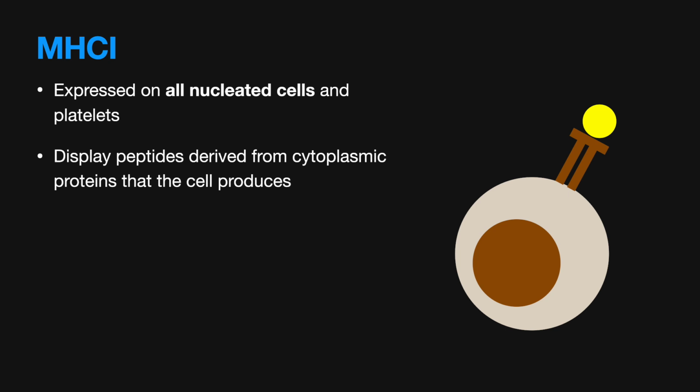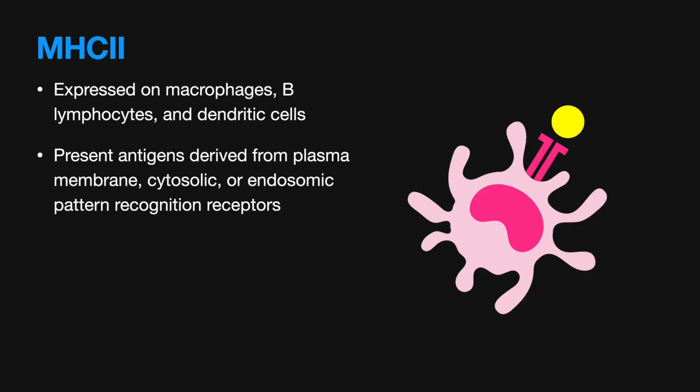So basically, they're showing the immune system, hey, I just made this thing, and the immune system evaluates it to see if it's abnormal. MHC2 is expressed on macrophages, B lymphocytes, and dendritic cells. This MHC presents antigens that the pattern recognition receptors on the cell bind to. These PRRs can be on the plasma membrane, in the cytosol, or in the endosomes, as we discussed previously. This MHC allows these cells to show the immune system what they found during their travels.